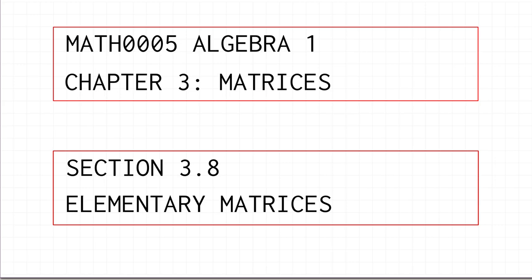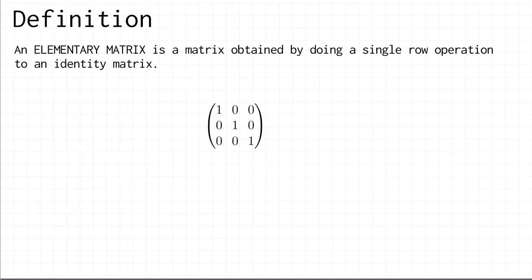In the last video, we introduced row operations, which were things that you could do to the rows of a matrix, which correspond to the kind of manipulations that we make to systems of linear equations when we're trying to solve them. It's going to turn out that doing a row operation to a matrix is in fact equivalent to multiplying that matrix on the left by another matrix. Those matrices are going to be called elementary matrices, and they're the first definition here.